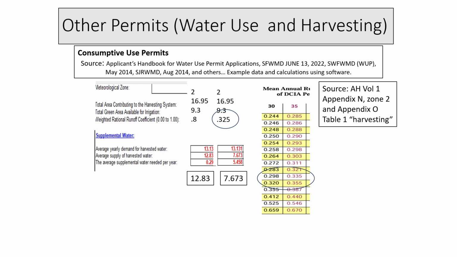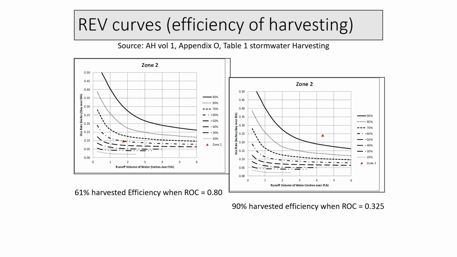Once again, it's critical to note that the publication of these runoff coefficient tables within regulatory documents dictates their mandatory use in the context of environmental resource permits. Here, we're looking at REV curves, which illustrate the efficiency of harvesting.